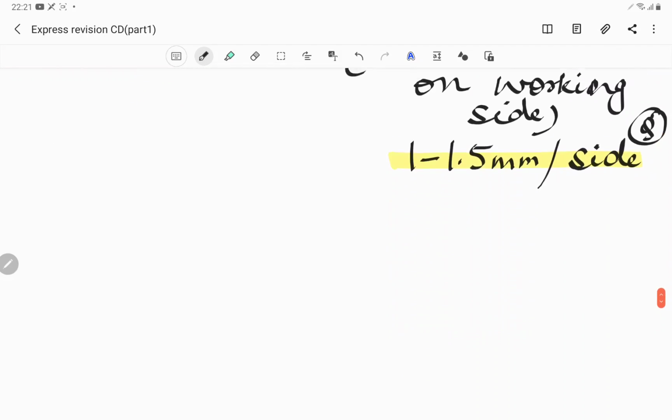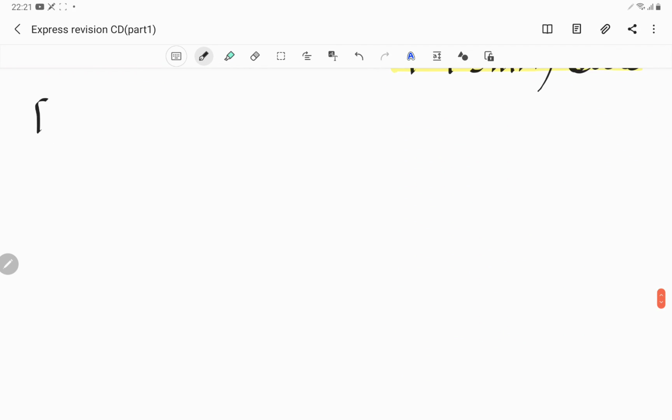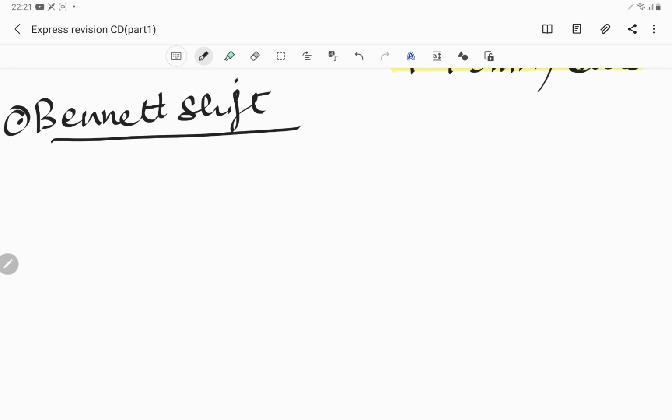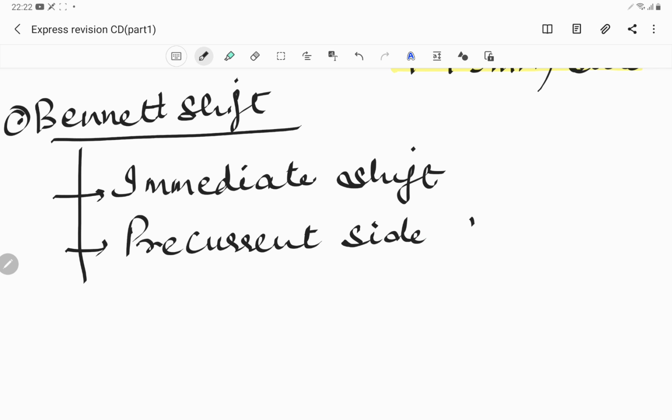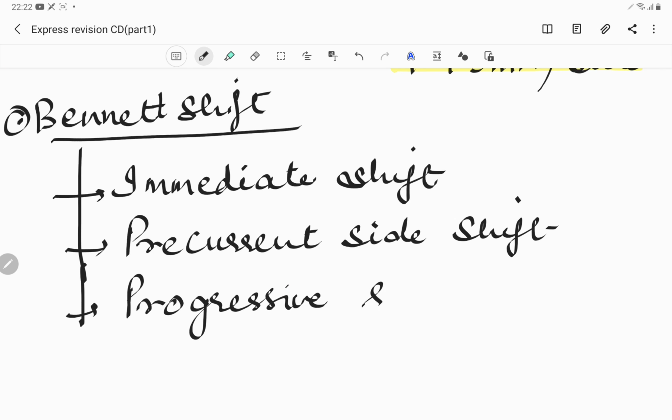So, talking a little bit more about the Bennett shift. The Bennett shift is recorded on the non-working side. It is a shift of 1 to 4 millimeter. It can be of three types. There can be immediate side shift, there can be precurrent side shift, and there can be progressive side shift.